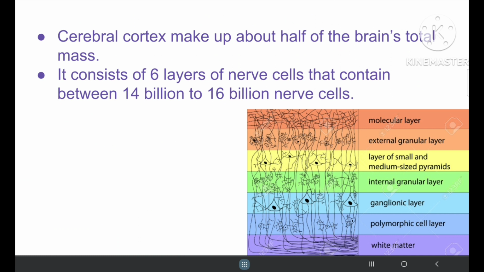Cerebral cortex makes up about half of a brain's total mass. It consists of 6 layers of nerve cells that contain between 14 billion to 16 billion nerve cells. In this diagram, you can see the 6 layers of nerve cells of the cerebral cortex.